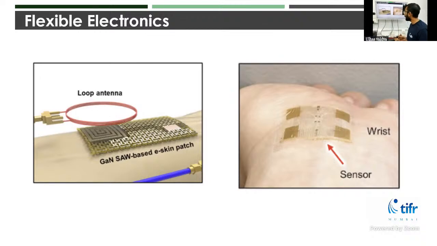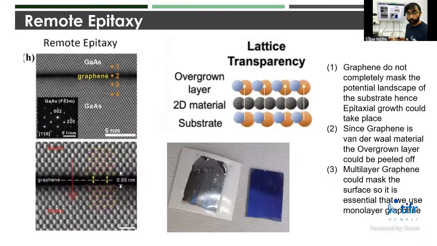So yeah, I was saying, how do you do it? And the way to do it is to use monolayer graphene. There are twofold advantages of monolayer graphene. First of all, you put this monolayer graphene on your substrate. This graphene has a van der Waals interaction. And due to the van der Waals interaction, if you deposit on graphene, you will be able to peel it off. That's first.